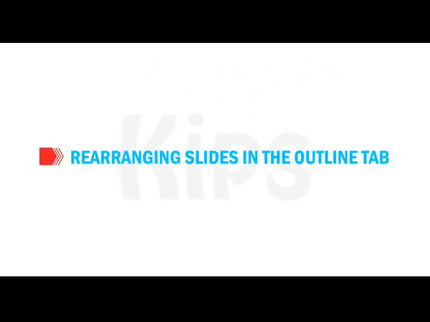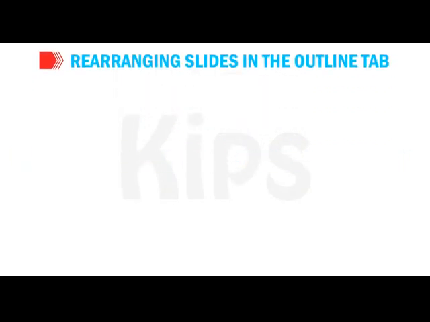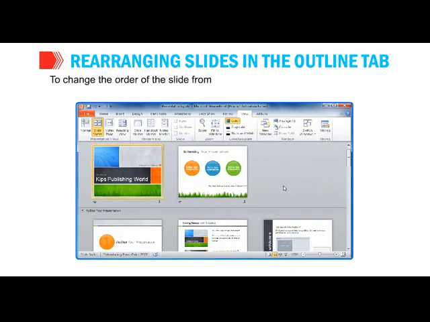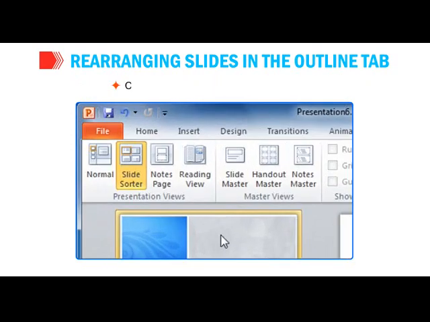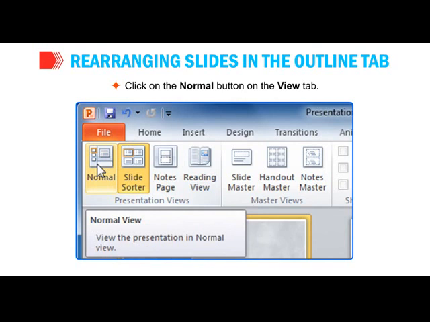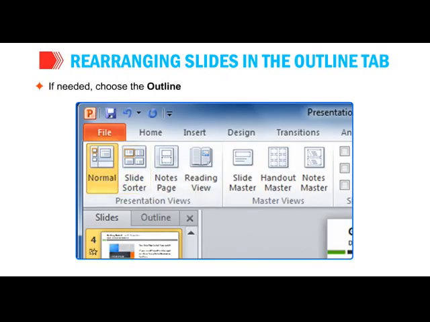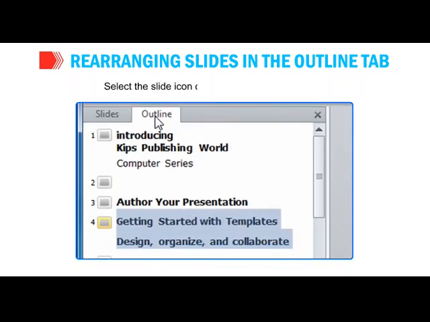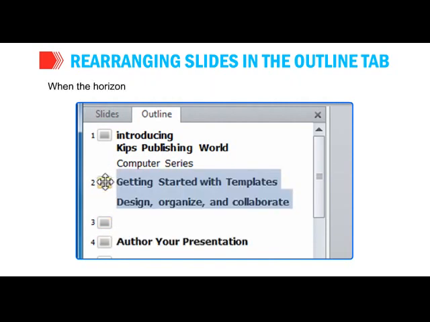Now let us understand rearranging slides in the Outline tab. To change the order of the slide from one position to another in Outline tab, follow these steps. Click on the Normal button on the View tab. If needed, choose the Outline tab to display the outline of the text in the slides. Select the slide icon of the slide you want to move. Drag the slide to a new location. A horizontal line appears as you drag the slide. When the horizontal line reaches the desired location, release the mouse. The slide moves to the new location.